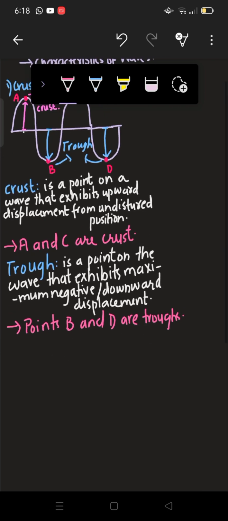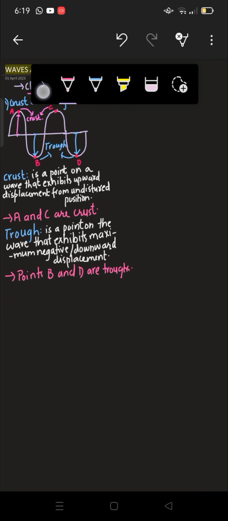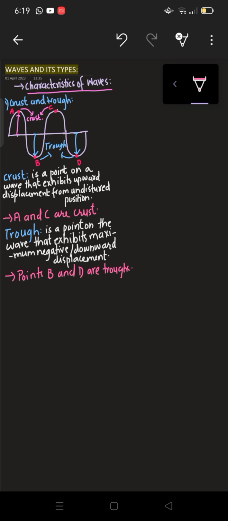Alright, as we have discussed the crest and trough just now, now we are going to discuss compression and rarefaction, which happen in the longitudinal wave. Crest and trough happen in the transverse wave. Now we are going to discuss the characteristics of the longitudinal wave, that is compression and rarefaction, because they travel in the form of compression and rarefaction.